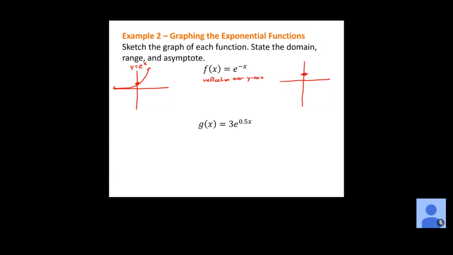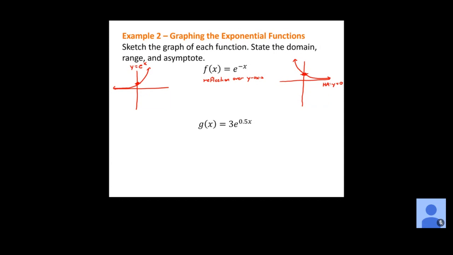Where's our horizontal asymptote going to be? Still at y equals 0. But now what type of curve are we going to have? It's L-shaped. Good. So this time it's going to decrease from left to right and approach our asymptote this way instead. So that reflection over the y-axis now gives us an L-shaped curve. Horizontal asymptote still at 0. Y-intercept still at 1.